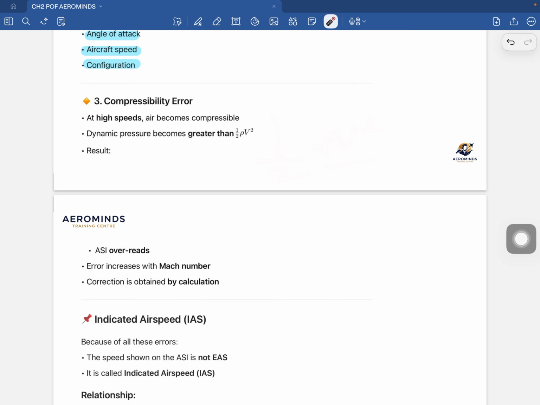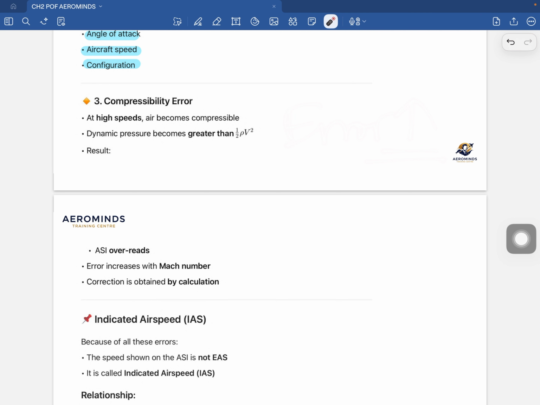Now what happens because of this? The ASI will start to overread. It will show a higher speed than what corresponds to the actual dynamic pressure. This error increases with the Mach number. The faster you go, the worse the error becomes. Now compressibility correction is obtained by calculation, and it is especially important for high speed aircraft, like the Concorde, very high speed jets, or fighter aircraft also.